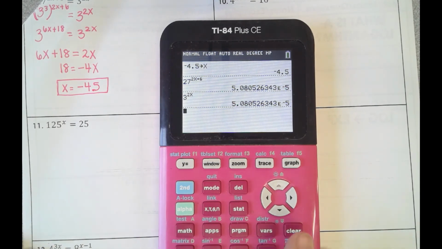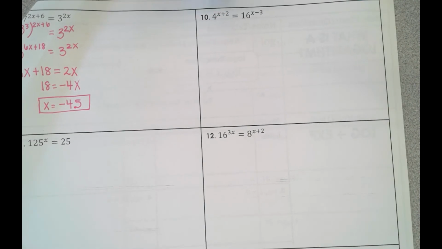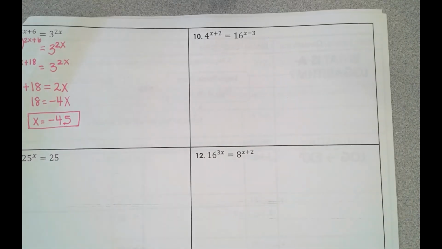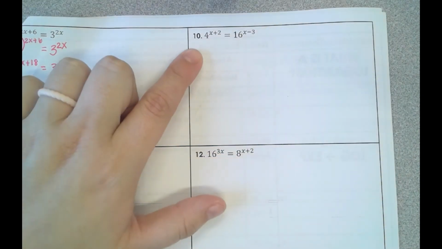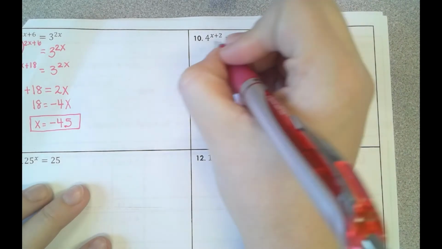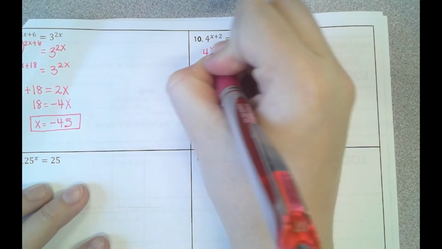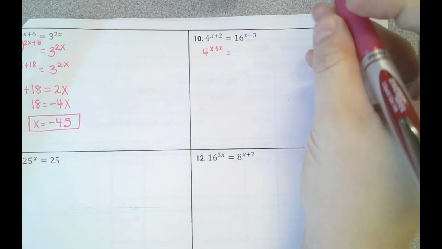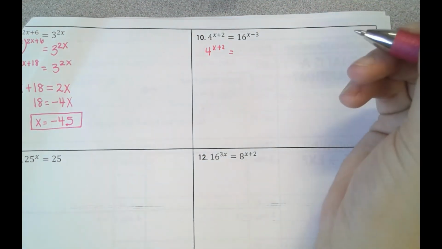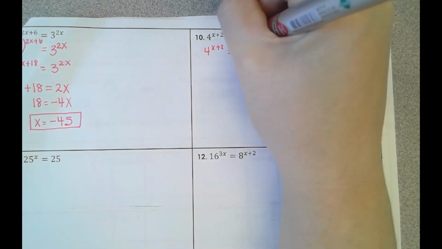All right. Number 10. So our goal is to have the same base. What is 16 with a base of 4? 4 squared.